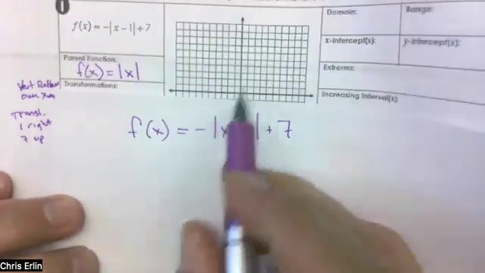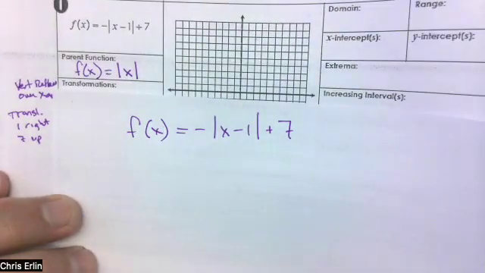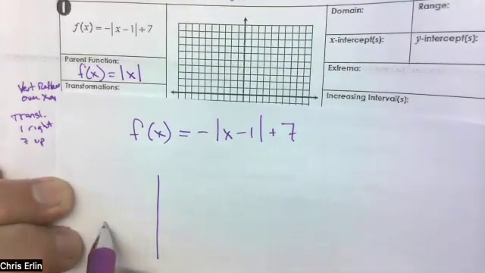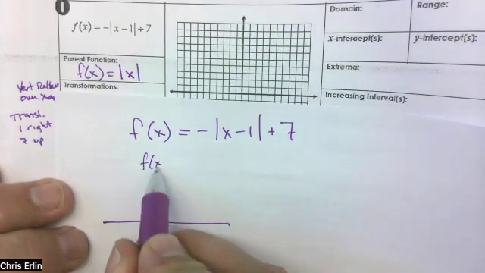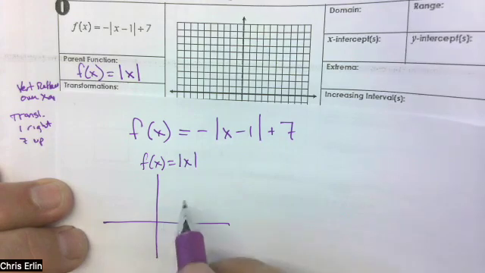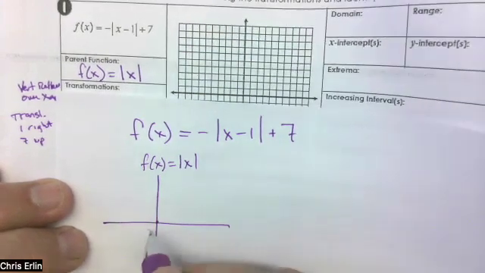But here's how you graph this. I can think of 2 ways that I would graph this. The first way is I would recognize what the parent function is here. It's a V. I know that graph. I know that it has an origin of 0, 0.